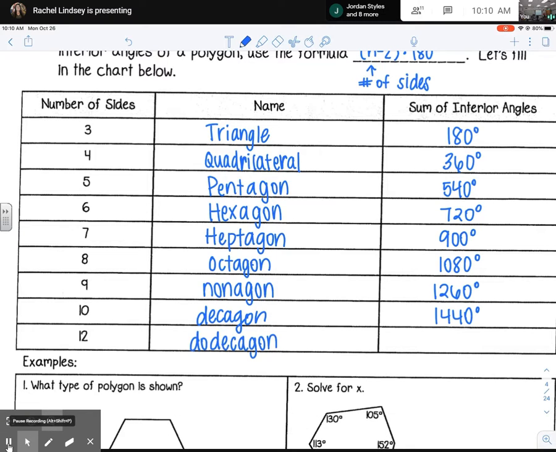Okay, so a 12-sided polygon is a dodecagon. And so that would be 12 minus 2 is 10. What's 10 times 180? 1,800.